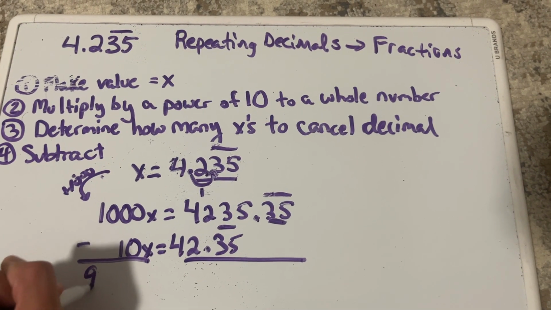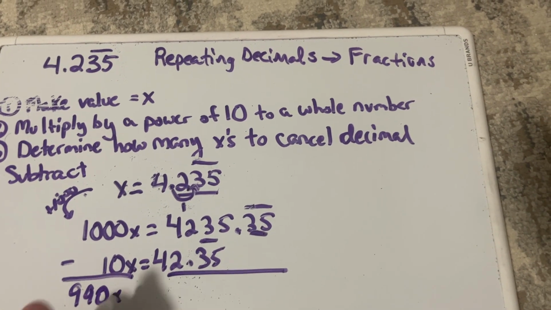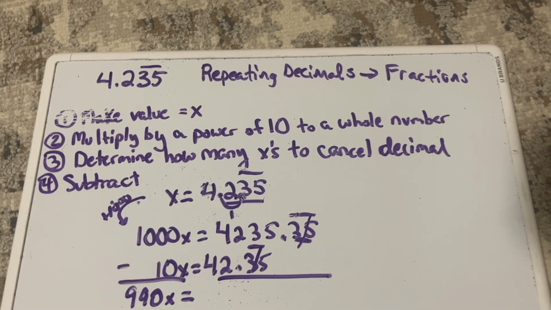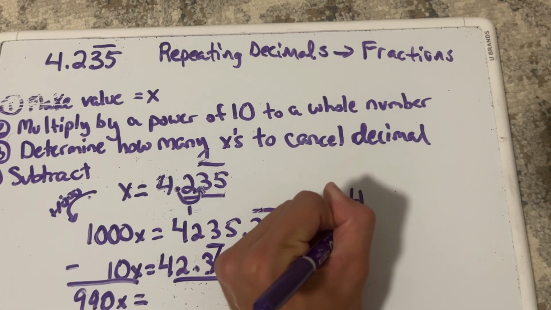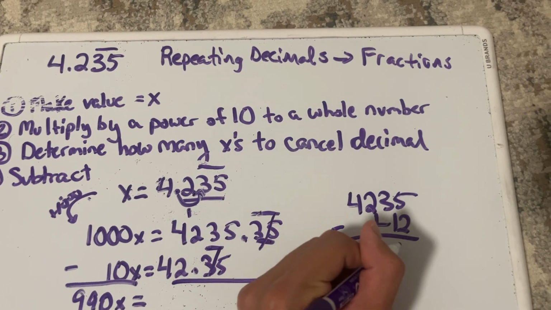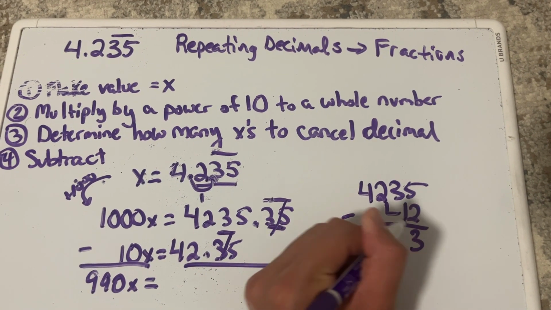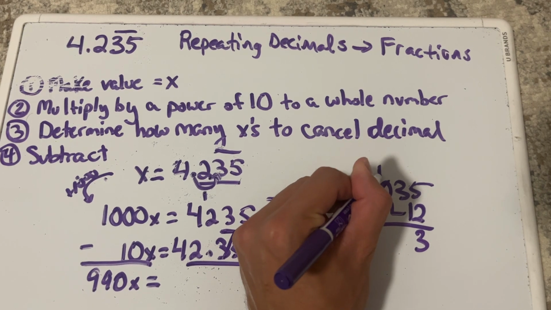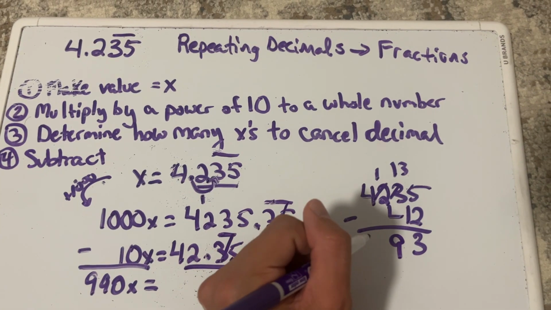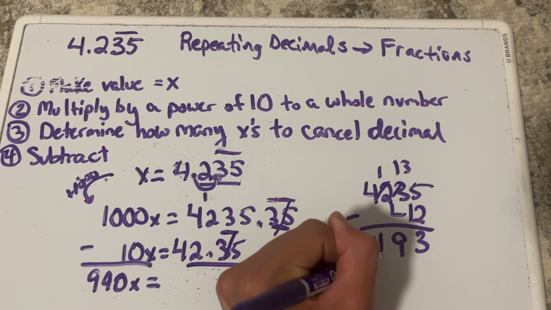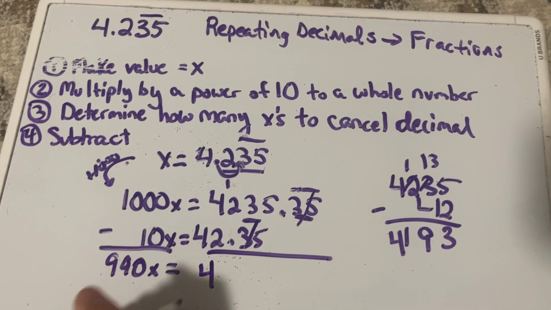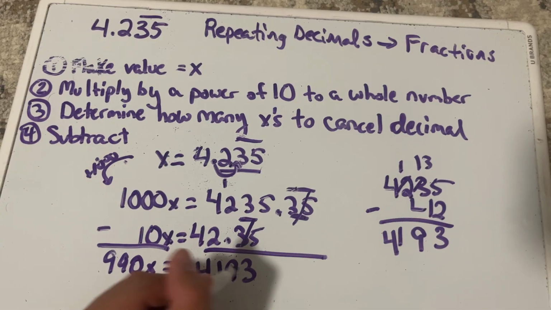1,000x minus 10x is 990x. And then I cancel out these guys, because remember, the repeating decimals can cancel out when we subtract them. So now I just have 4,235 minus 42. 5 minus 2 is 3. 3 minus 4, I have to regroup. 13 minus 4 is 9. 1 and 4. So now I have 990x equals 4,193.